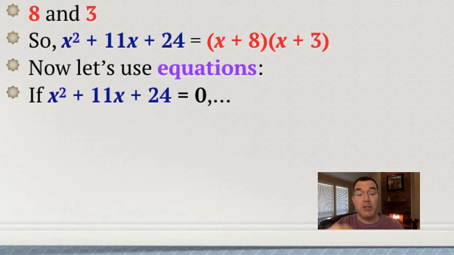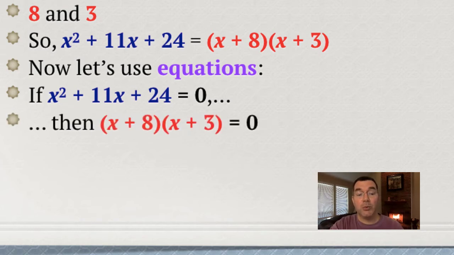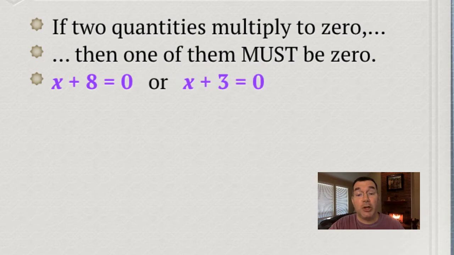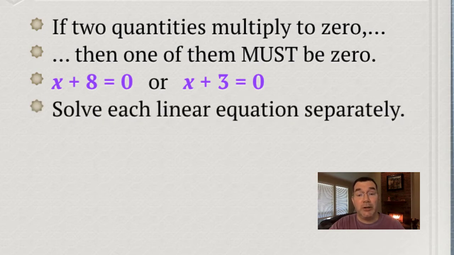So if I have the same expression equal to 0, x squared plus 11x plus 24 equal to 0, then I can rewrite that expression as the factored form, which is (x plus 8) times (x plus 3) equals 0. This becomes very helpful because now I've got two quantities being multiplied together to give 0. Well, if two things multiply to give 0, then either the first thing is equal to 0 or the second thing is equal to 0. All right, so I just look at those two things separately. So either x plus 8 is going to equal 0 or x plus 3 is going to equal 0. So I solve each of those linear equations separately, and I get my two solutions.